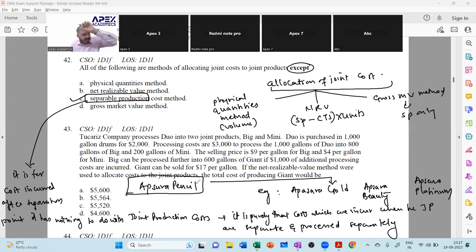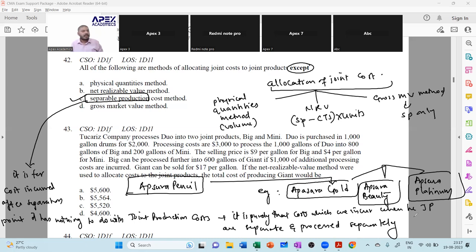So Apsara pencil you make together, right? Then they get separated into Gold, Beauty and Platinum. Understanding what I'm trying to say, right? Separable production. Now for Apsara Gold, whatever is the separate cost. For Beauty, whatever is the separate cost. And for Platinum, whatever is the separate cost of painting the pencil. That is your separable cost. Painting of pencil after pencil is produced. Otherwise, before that, it's just a nude strip of wood. On that, you're putting a painting. The painting makes it a separate pencil. That right there is the concept. I hope you're with me on that.